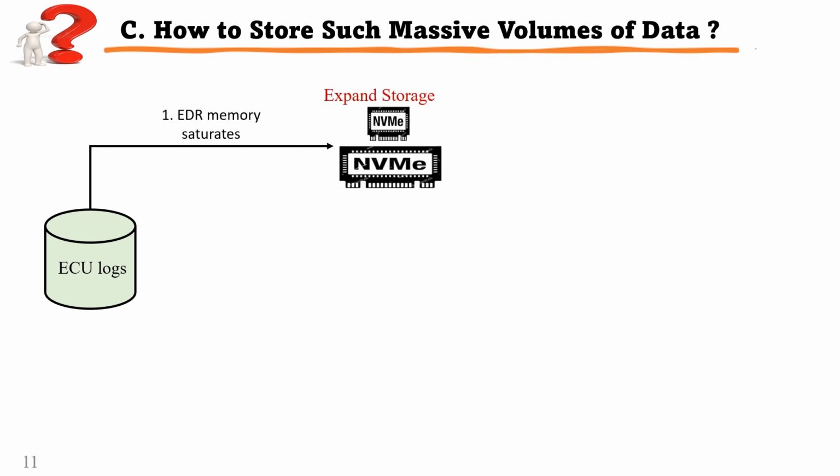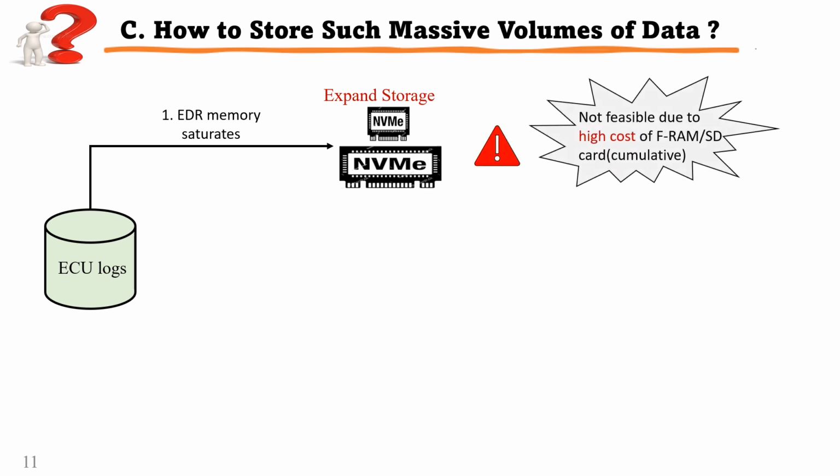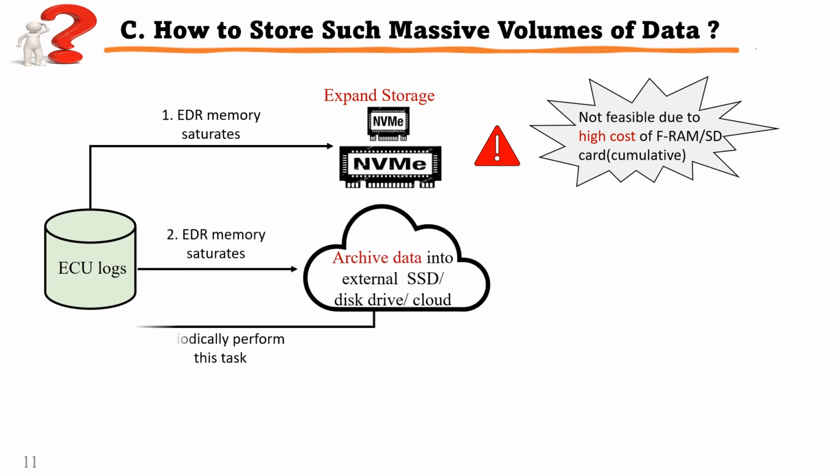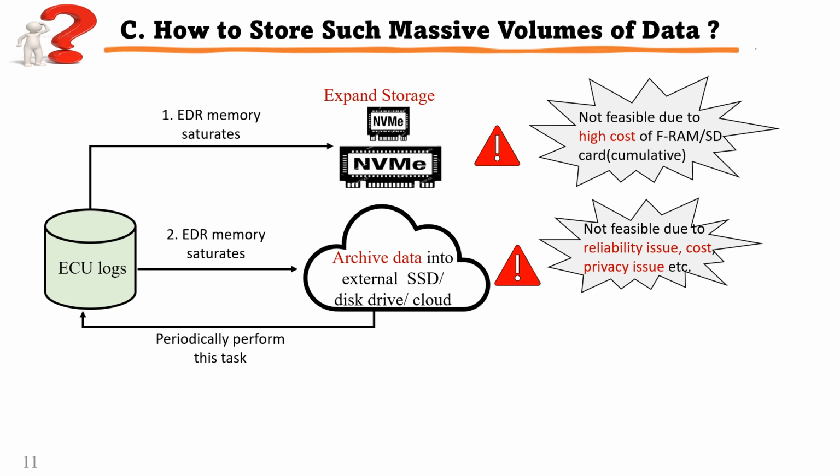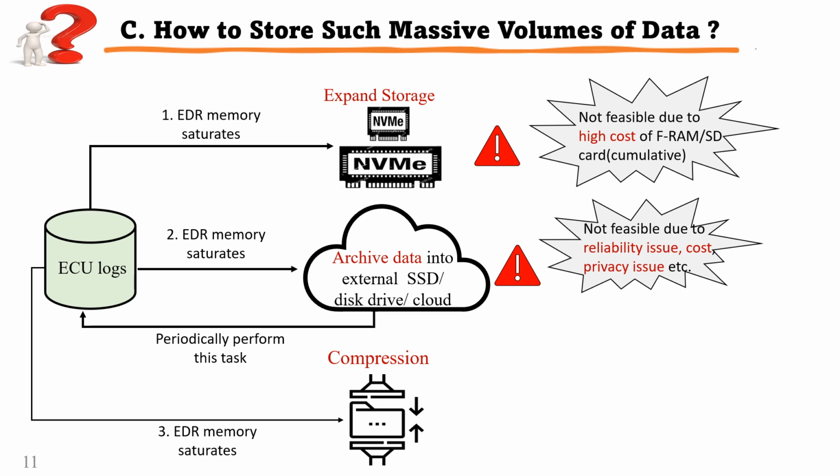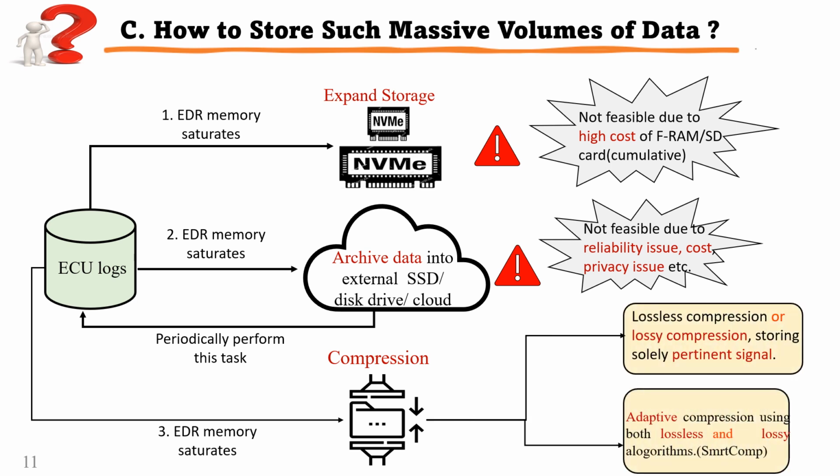One solution could be to expand the storage, but this is not feasible due to the high cost of FRAM or automotive SD cards. Another solution could be to periodically archive the EDR data into an external SSD or cloud. But this solution also has its own disadvantages due to reliability issues, cost, privacy issues, and other reasons. So the final solution is that we can compress the EDR data whenever EDR memory saturates. Compression can be of two types, lossless or lossy, and we could use another approach, a hybrid technique, which adaptively compresses the data using both lossy and lossless algorithms.